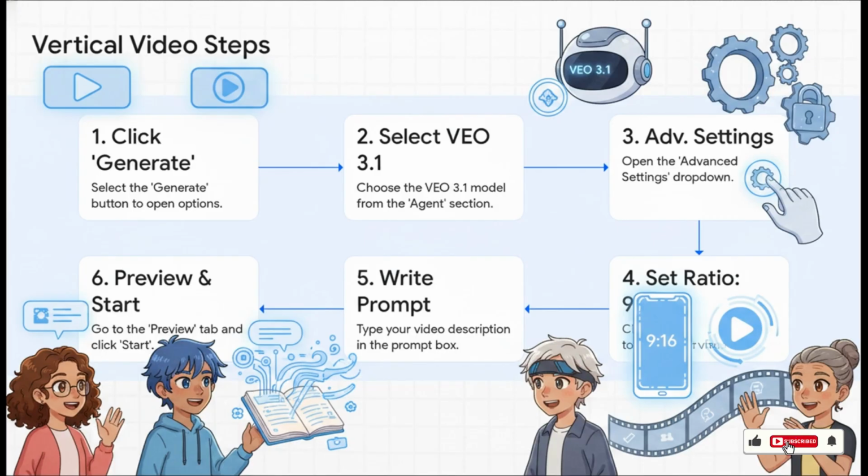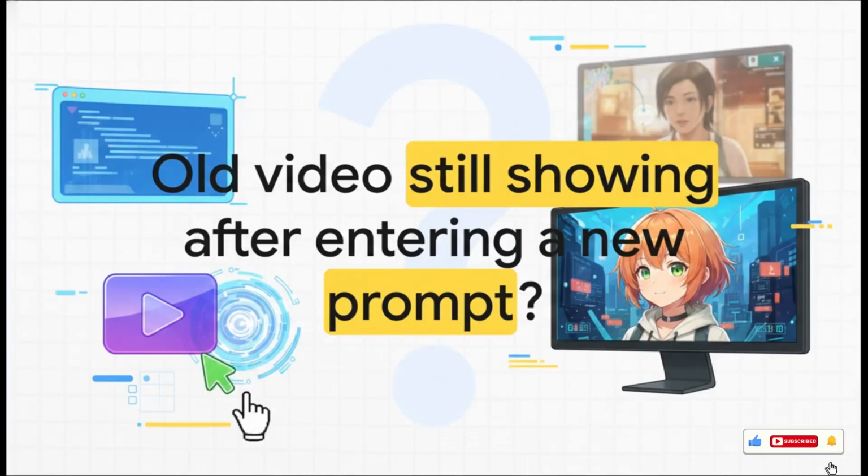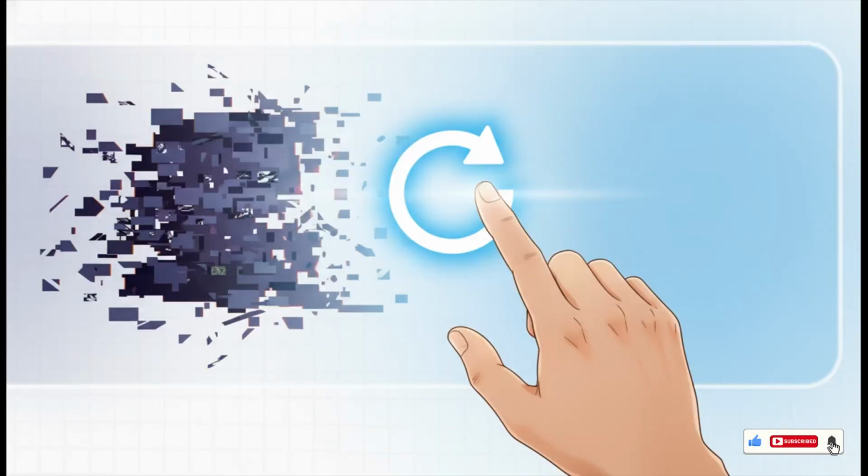It's really that easy. All right, let's talk about a little glitch you might run into. It's pretty common, so you've put in a new prompt, but wait. The preview is still showing your last video. What's going on? First off, don't panic. The fix for this is so easy. Just look for the Restart app icon. It usually looks like a little circular arrow. Give that a click. It just clears everything out and gets you a fresh start for your next video.